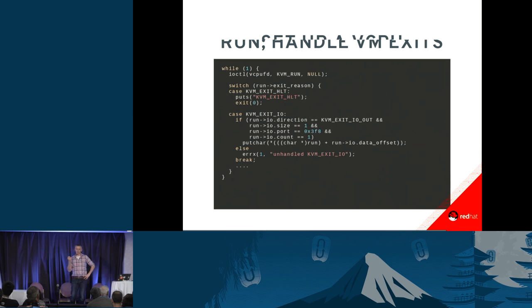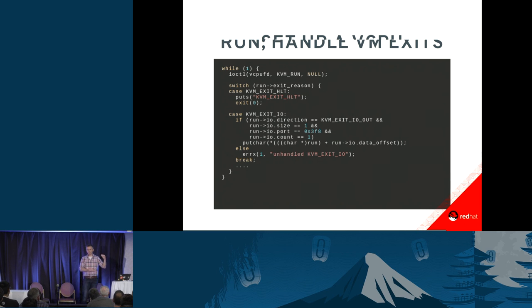So what we're actually doing here is running that virtual CPU, and what this ioctl is going to do is actually start running the code for the virtual machine. That code is going to keep running until it does something that needs to be handled by the hypervisor. So in the example in Josh's article, the code is very simple, right?